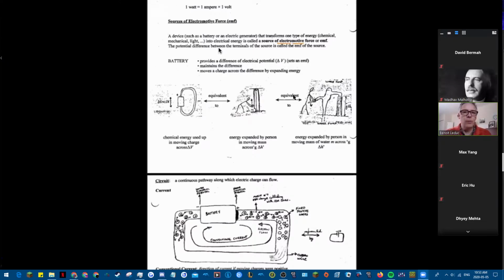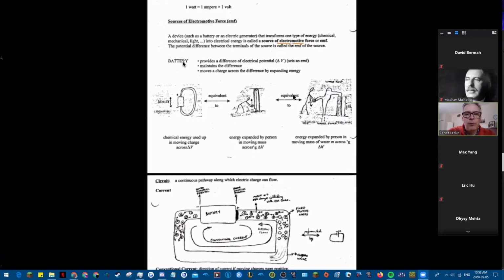And what's the goal of an EMF source? Now, the battery is one type of EMF source. A battery converts chemical energy into electrical energy. A photovoltaic cell converts solar energy into electrical energy. So that's another source. Here it says battery, but it could be any EMF source.